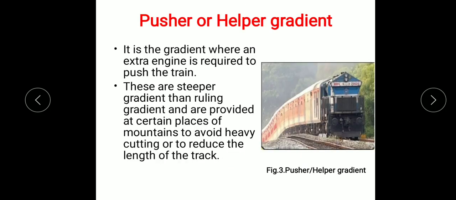Pusher or helper gradient. It is the gradient where an extra engine is required to push the train. Whenever there is a steep rise, it is required to have an extra engine to push the train, and because of which these gradients are provided. These are steeper gradients than the ruling gradient and are provided at certain places in mountains to avoid heavy cutting or to reduce the length of the track. The figure for this pusher or helper gradient is as shown in figure number 3.